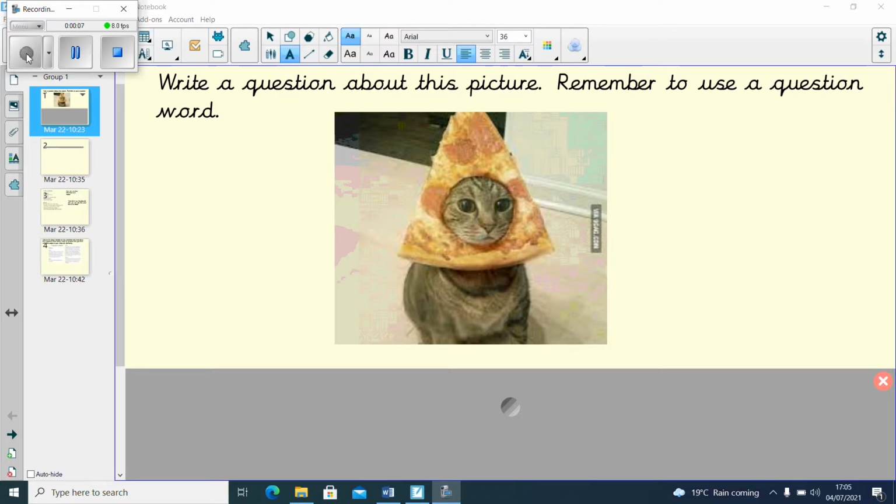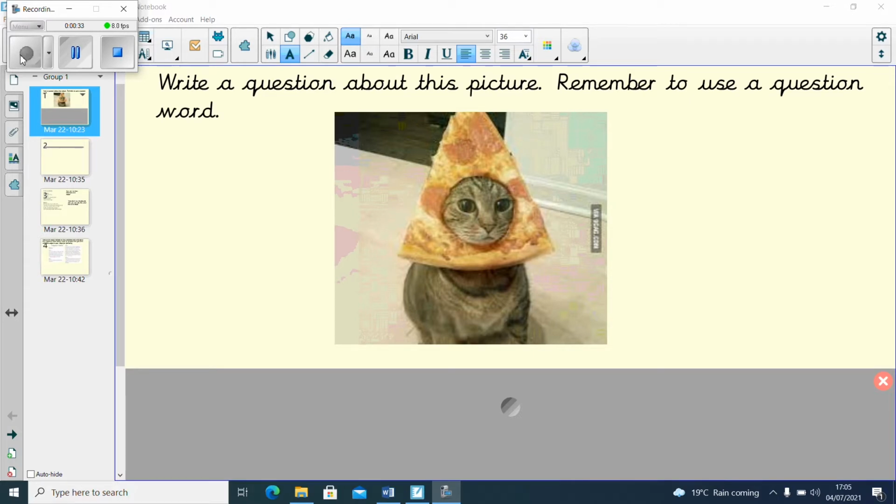Today it is Wednesday the 7th of July, and in today's lesson we're going to start a little bit similar to yesterday. So in front of you there is a picture, but today I'd like you to write me a question about this picture. Remember to use a question word and think about what punctuation you'll need at the end of the sentence. So pause the video now and write me a question.